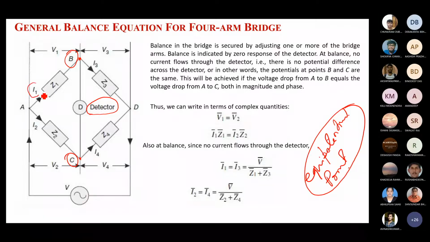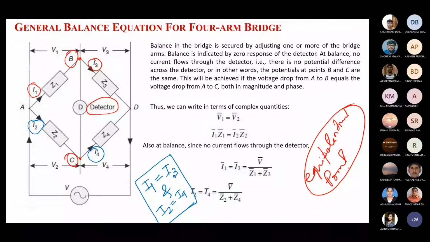What happens is I1 equals I3, and I2 equals I4. These are the conditions at balance. The first condition is V1 equals V2, that means the potentials of V1 and V2 are the same. The second condition is V3 potential and V4 potential are the same.